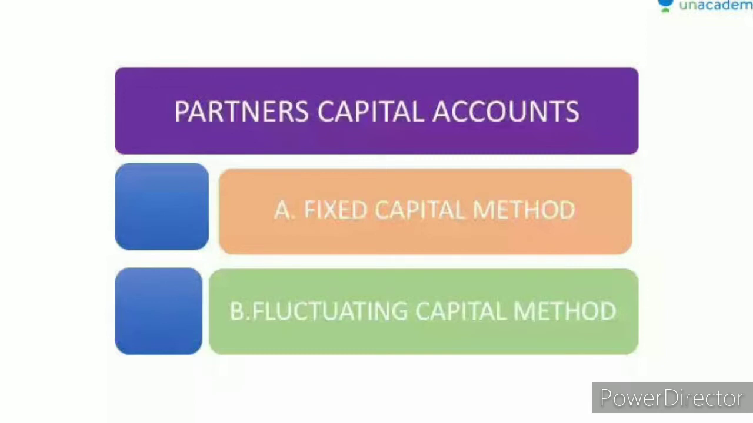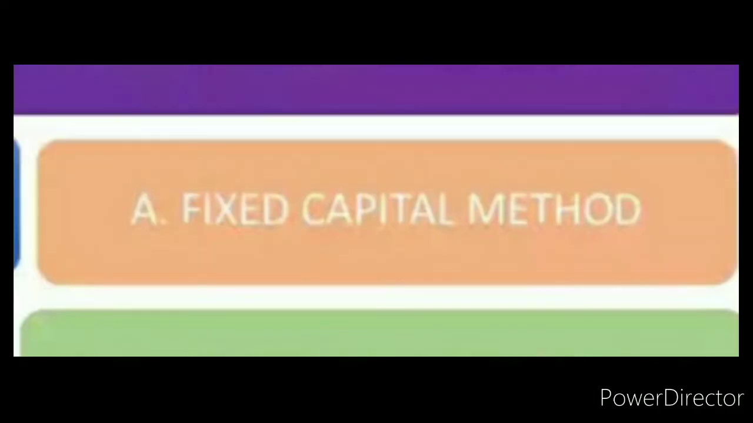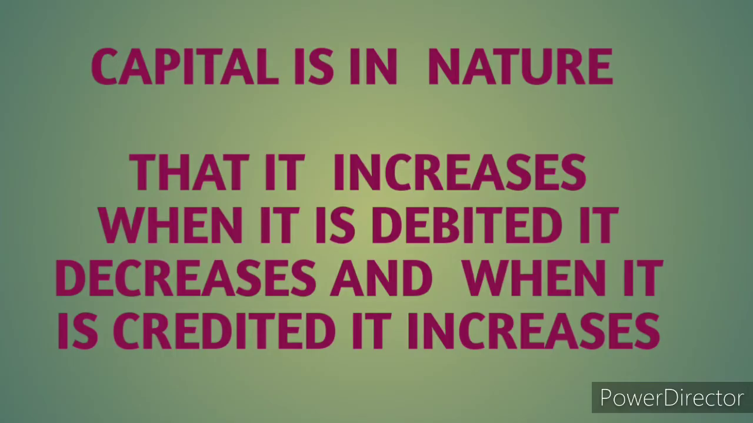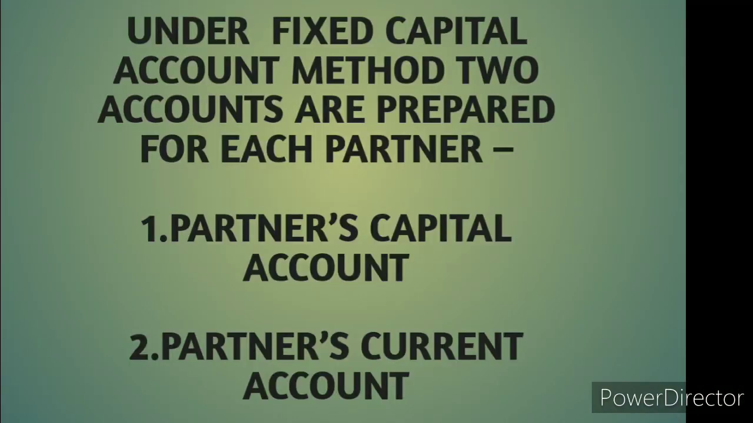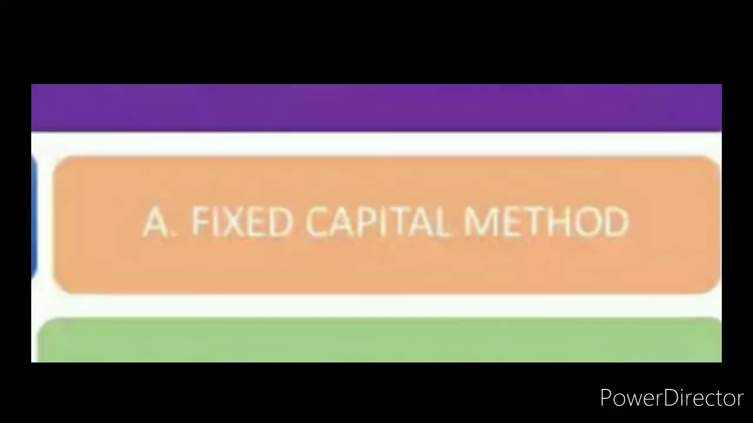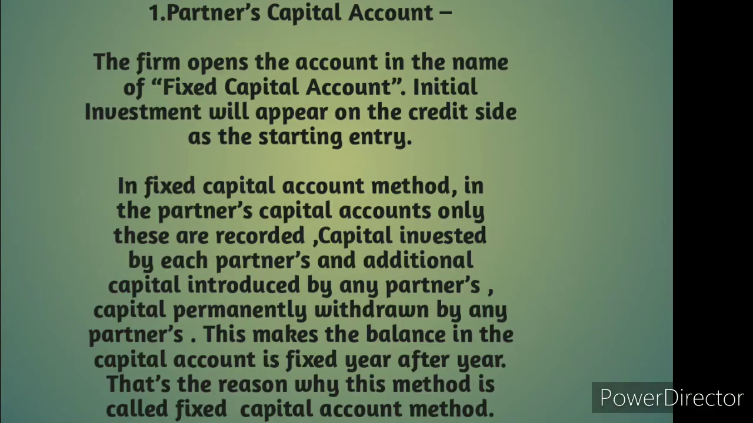First one is fixed. Let's start with the first method, the fixed capital account method. Capital is in nature that when it is debited, it decreases, and when it is credited, it increases. Under the fixed capital account method, two accounts are maintained for each partner. First one is the partner's capital account, second is the partner's current account. Let's see the first, the partner's capital account.